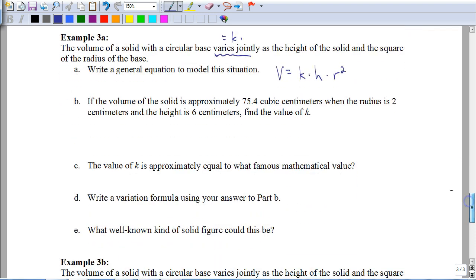Next, we want to find out what k is. So we're going to plug these numbers in to find k. So it's going to be the volume, which is 75.4, equals k times your height, which is 6 meters, times the radius squared when the radius is 2, so it'll be 2 squared.